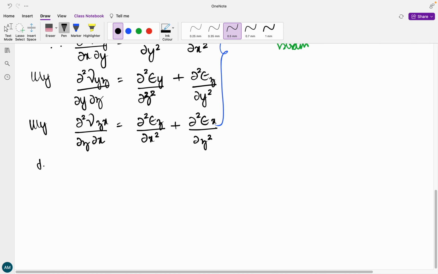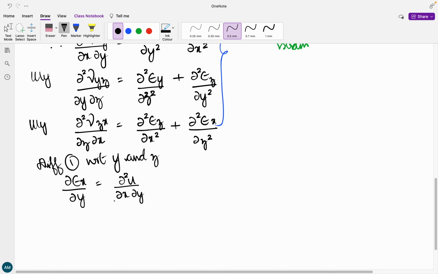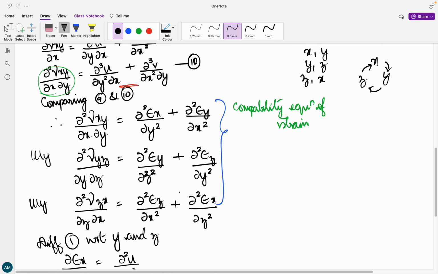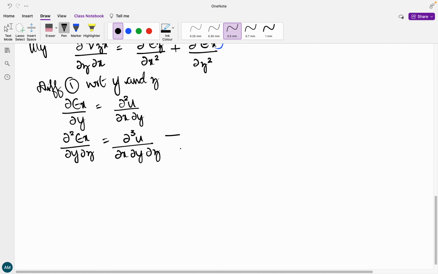So let me just write it as differentiating equation 1 with respect to y followed by z. So it is ∂εx by ∂y. It is εx is nothing but ∂u by ∂x. So it is ∂²u by ∂x is there followed by ∂y. Now ∂z, ∂²εx by ∂y∂z is equal to ∂³u divided by ∂x∂y∂z. Let me call this as equation number, we have stopped it at 10. So this is going to be equation 11.